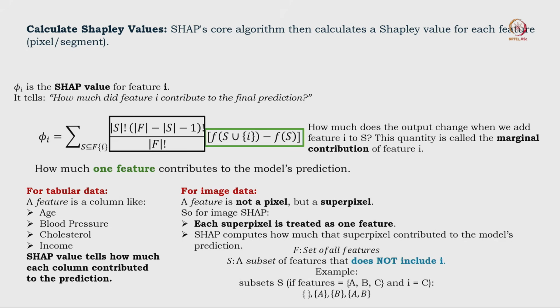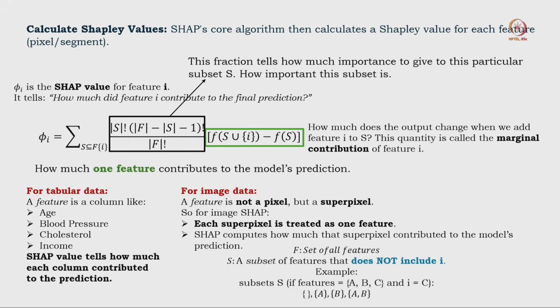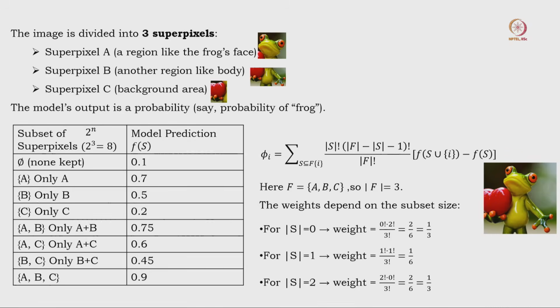Because there is a divided term, we are going to get a decimal. And what does this fraction tell us? This fraction tells us how much importance to give to a particular subset S. How important this subset is, this is the term which gives us the value. In short, this term is nothing but the weight. So, this is all about the Shapley values. We will understand this with an example.